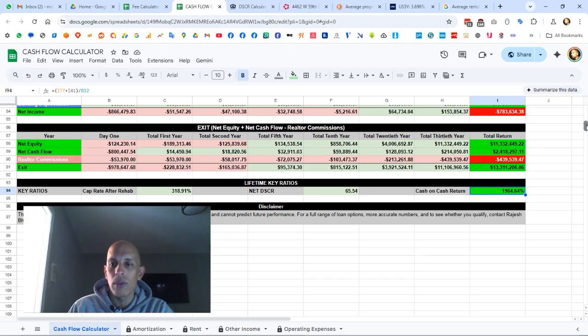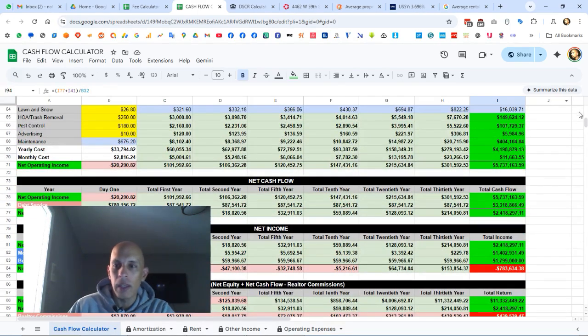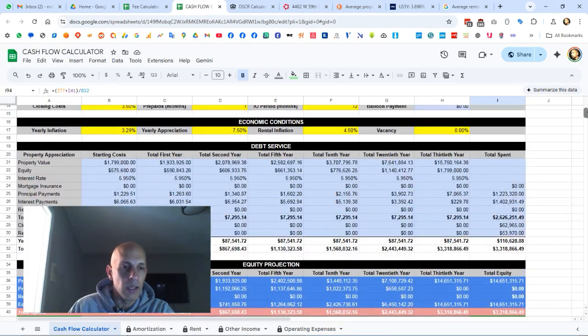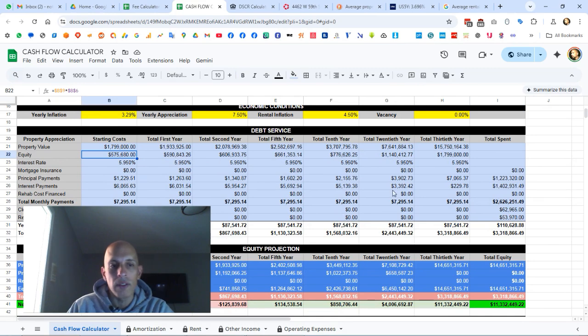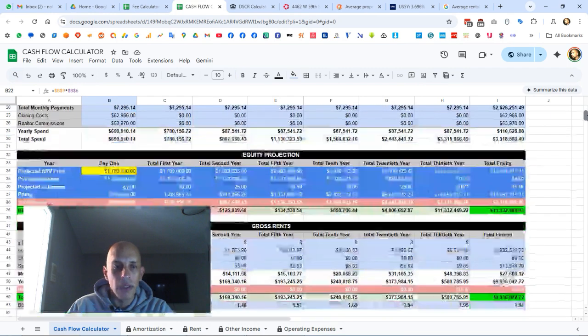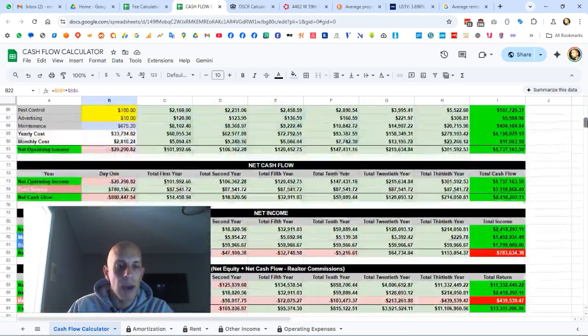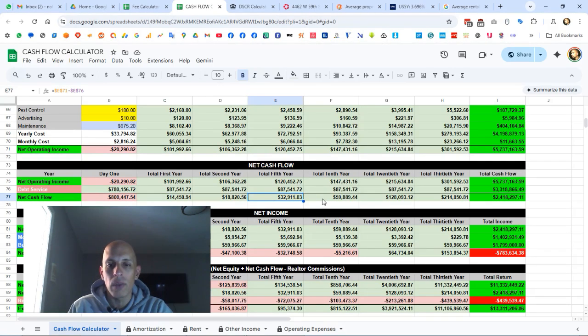So the way to do this is, one, you're going to be looking at your initial equity injection, which is $575,000. And in terms of cash flow, you're getting about your first year 14.4, second 14,450 rather. Second year you're getting 18,820. Fifth year you're doing 32,000, 33,000 in cash flow. By your 30th year you're doing about 214,000. So that's almost 50% of your initial cash injection.